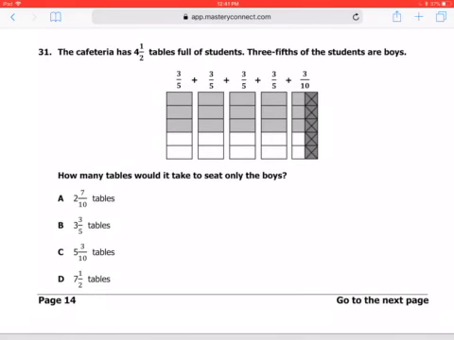31. The cafeteria has 4.5 tables full of students. 3/5 of the students are boys. How many tables would it take to seat only the boys?